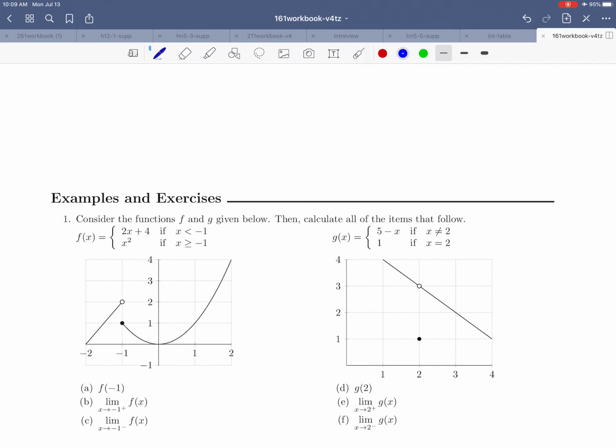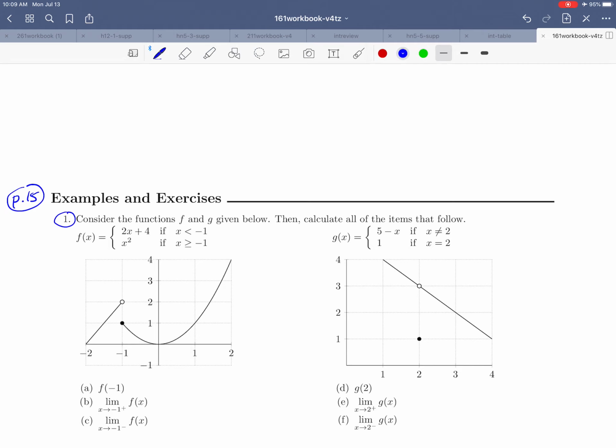Hello and welcome to exercise 1 on page 15 of the workbook. And in this video, we'll actually be working through exercises 1 and 2. They kind of go together. Okay, so let's get started reading exercise 1 here. They give us two functions, f and g, and they'd like us to calculate some limits and function values.